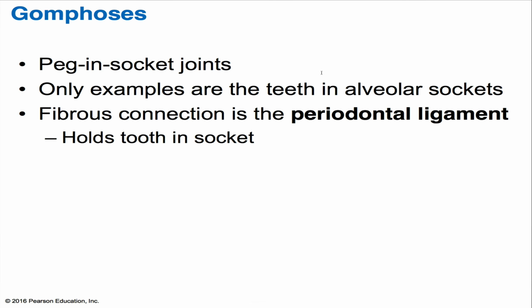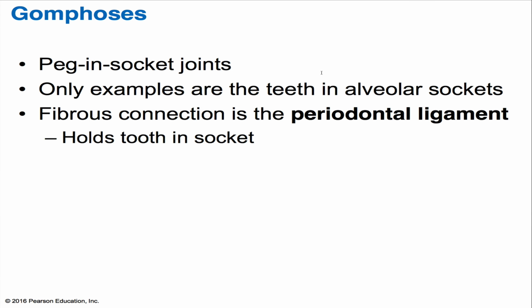So moving forward, we're going to be looking at gomphoses. Now, in gomphoses, what we have is a peg and socket fibrous joint, and the only place that we have this type of joint is in the articulation of your teeth with the alveolar socket. And now remember, where do you find this? What two bones do you find them in? In the mandible and your maxilla.